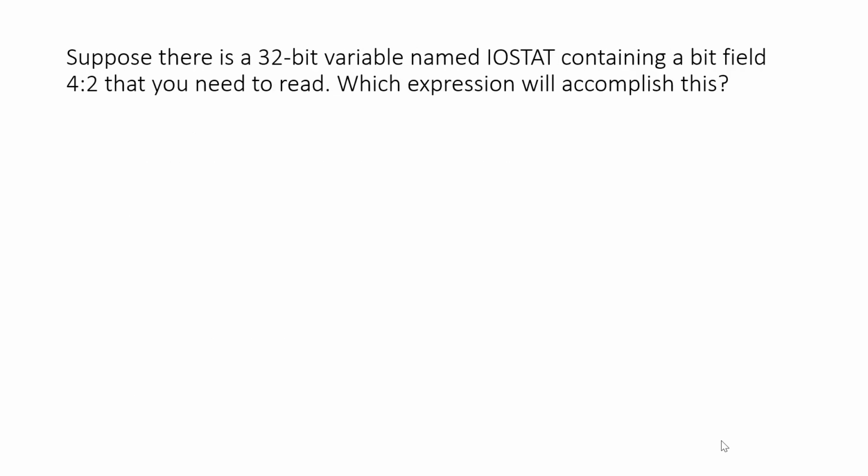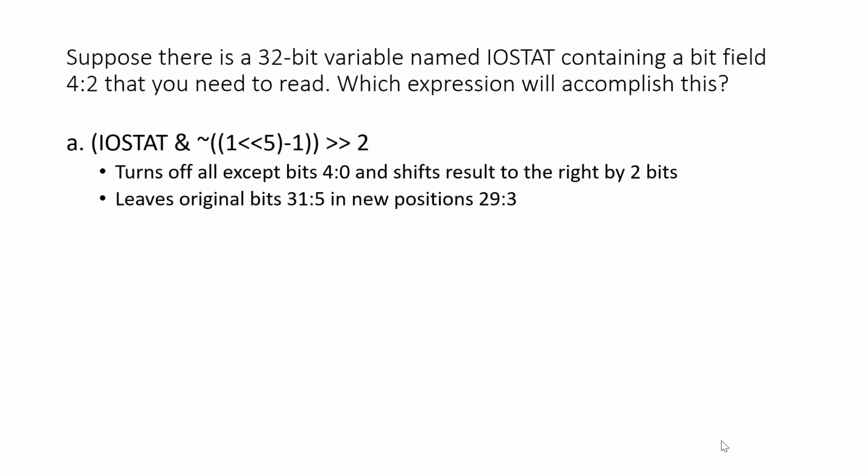Okay. Suppose there's a 32-bit variable named IOStat containing a bit field 4 down to 2 that you want to read. What expression will accomplish this? So there's a couple options here. Some of these are kind of crazy. I try to come up with some crazy ways to do this.